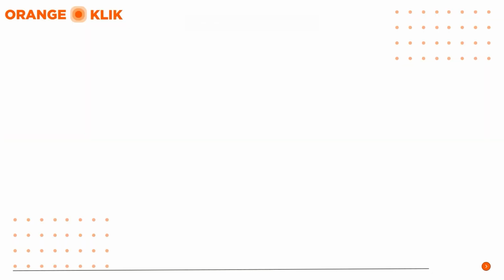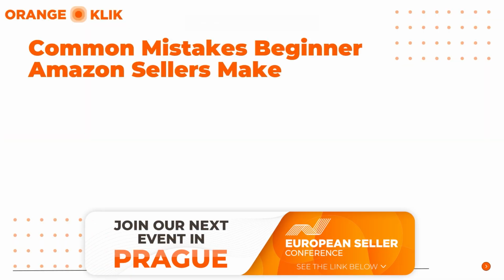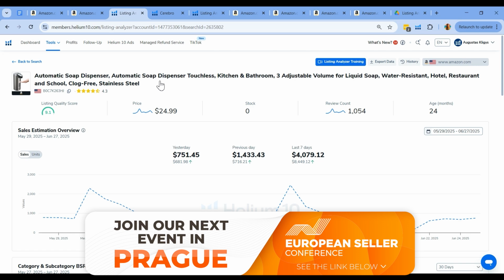Now, what are the common mistakes beginner Amazon sellers make and how can you avoid them using insights from Helium 10's listing analyzer? Overstuffed or vague titles. The mistake here is cramming too many keywords or writing titles that sound robotic or generic. Like from the example a while ago, that seller repeated automatic soap dispenser twice in the title.